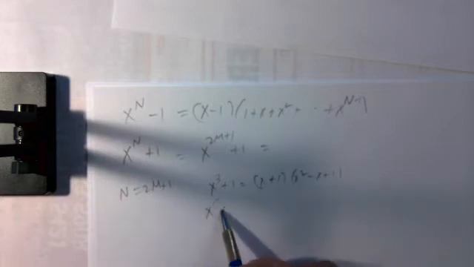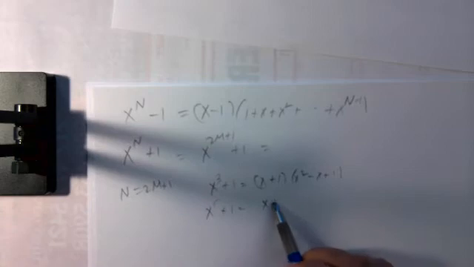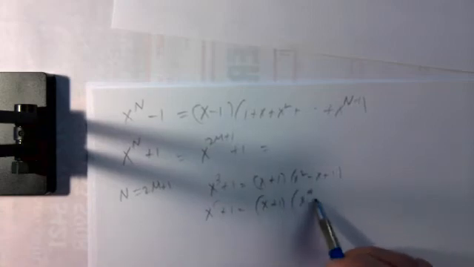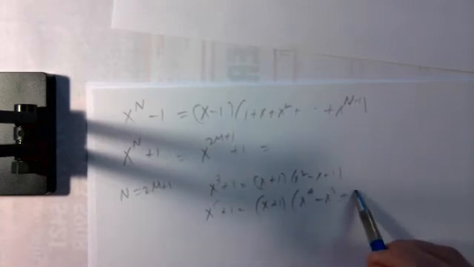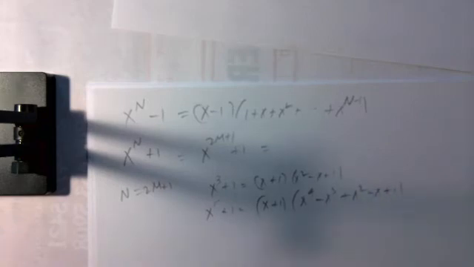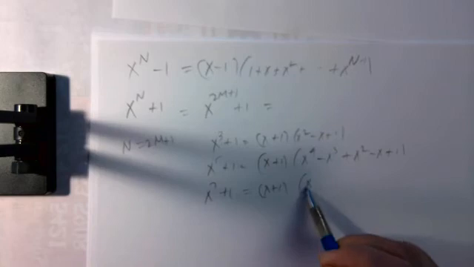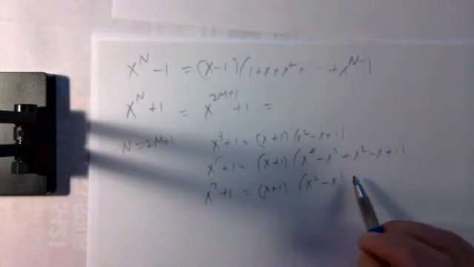And x to the 5th plus 1 is x plus 1 times x to the 4th minus x cubed plus x squared minus x plus 1. These are odd powers. And x to the 7th plus 1 is x plus 1 times x to the 6th minus x to the 5th, these just alternate going down plus and minus.